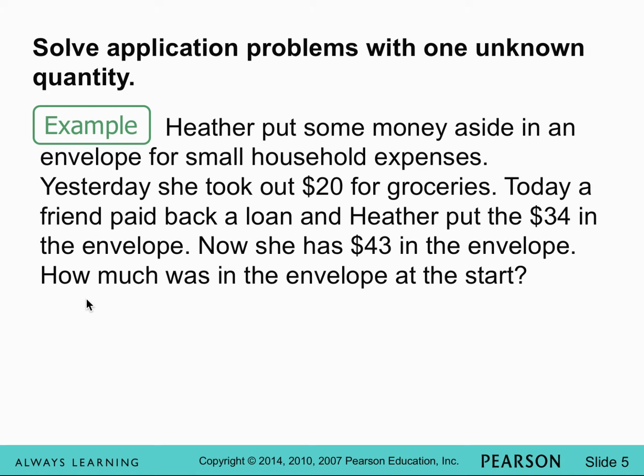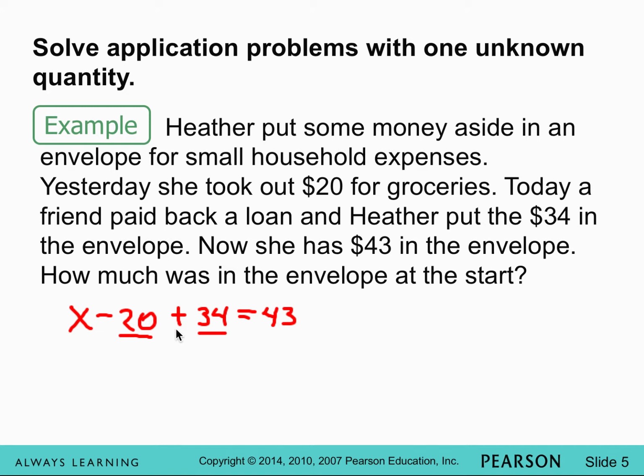So Heather put some money aside in an envelope for small household expenses. So she had some amount of money in the envelope. Yesterday she took out $20. Today a friend paid back a loan and Heather put the $34 in the envelope. Now she has $43 in the envelope. In other words, all this equals $43. That is what is in the envelope now. And that's my equation.